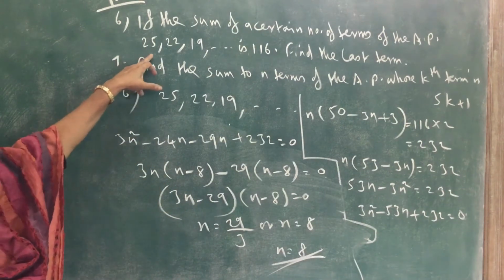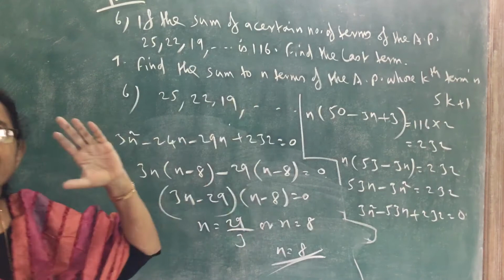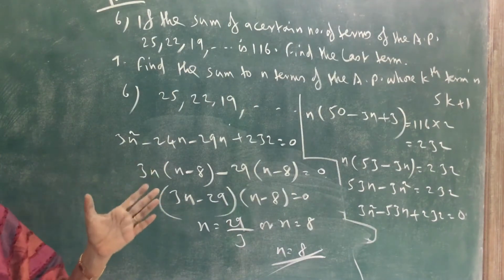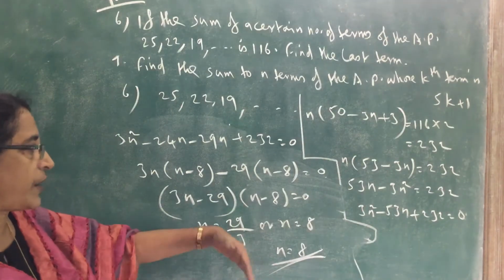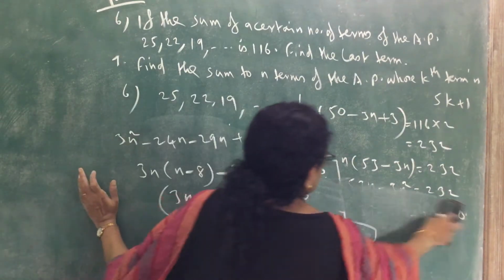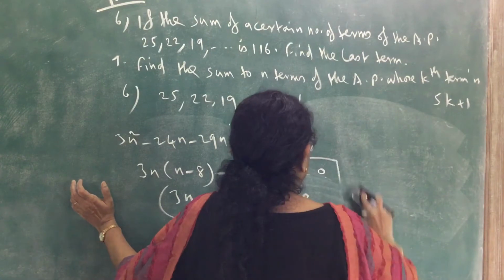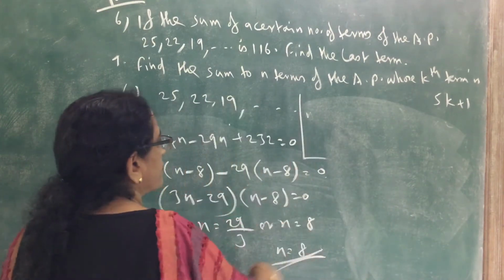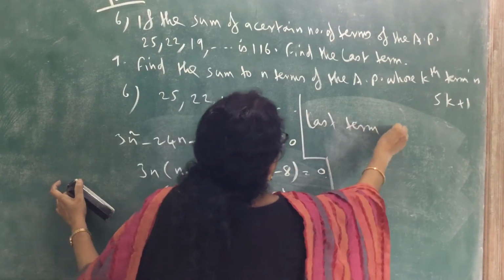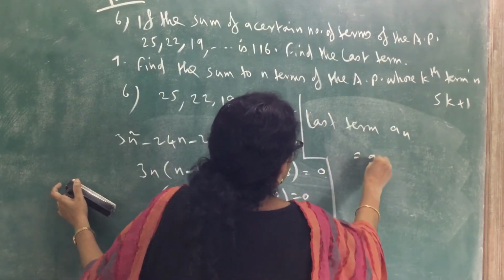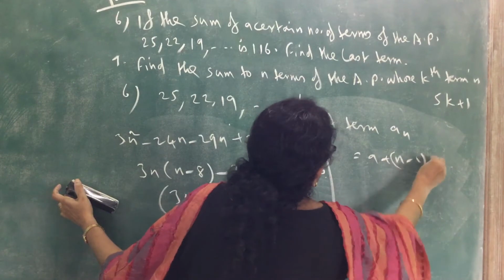Now what is the question? Find the last term. So if there are n terms in the AP, the last term will be the nth term. So the last term an, we have to find an. So last term an equal to a plus n minus 1 into d.